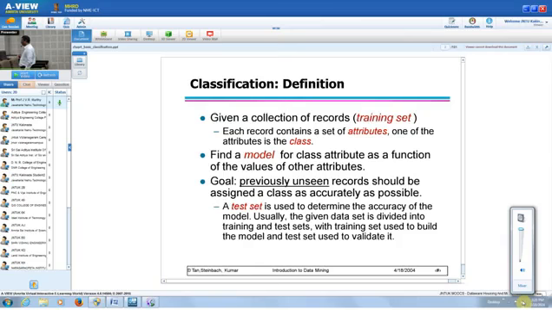Then what is an ordinal? An ordinal variable means the variable is nominal, but there the order also matters. That is Sunday, Monday, Tuesday, low, medium, high. There, apart from the category, the order also matters. So such variables are called ordinal.